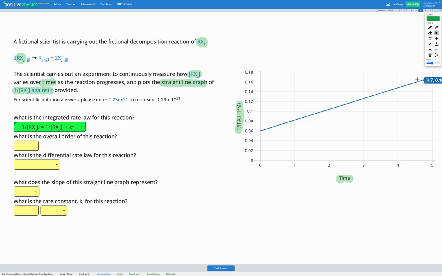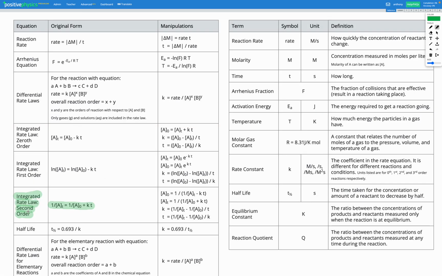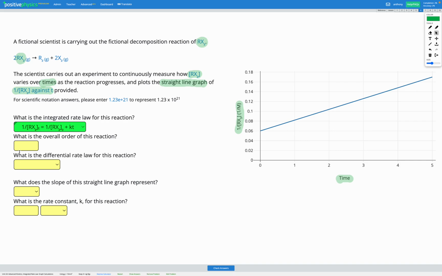So based on the fact that this is a straight line, we know this is the integrated rate law. And because we know from the reference sheet that is the second order integrated rate law, we know it's a second order equation. And so we can figure out our differential rate law for this reaction is going to be rate is equal to K multiplied by the concentration of our reactant, Rx2, to the power of the order, which is 2. So that's going to be our differential rate law. Let's find that in here.